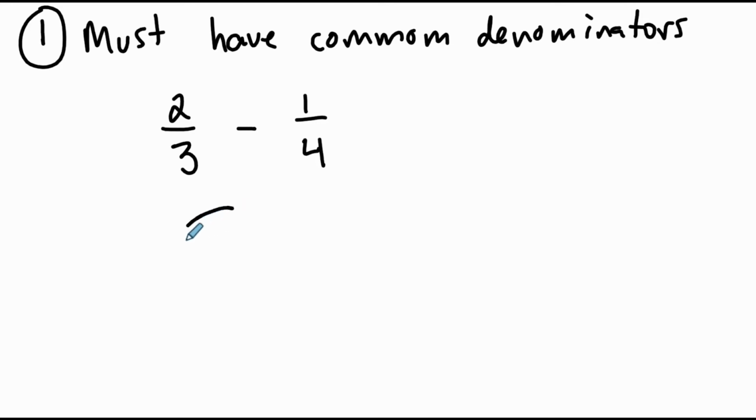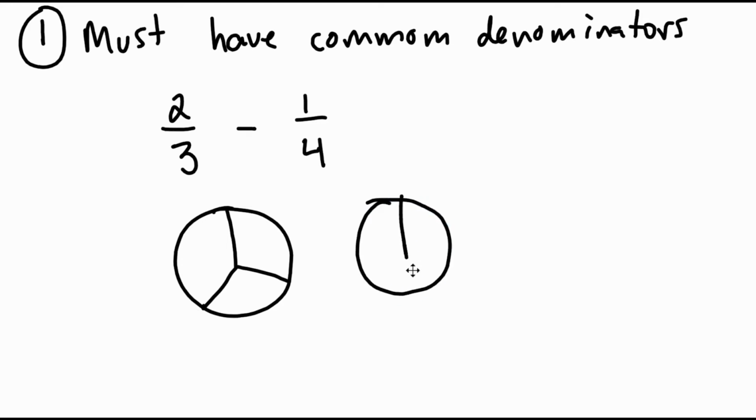I always say envision a pizza. If you cut a pizza into thirds, it's not perfect, but you get the picture. And then if you cut a pizza into fourths, a third-sized slice is a little bit bigger than a fourth-sized slice. You can't take a fourth from a third. And if we were adding, you can't add thirds and a fourth. It doesn't work. They're different sized things.